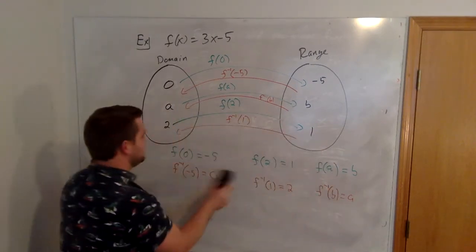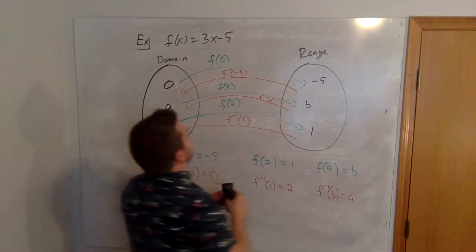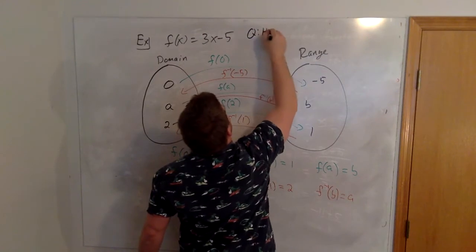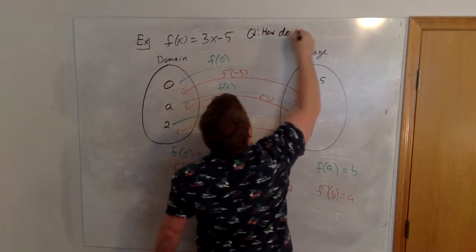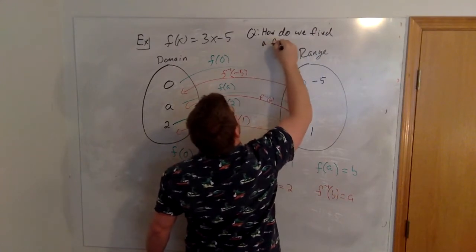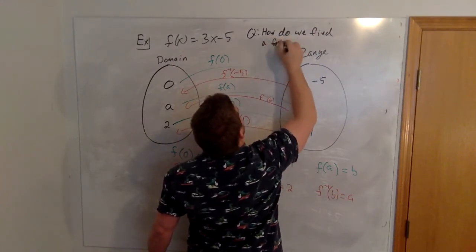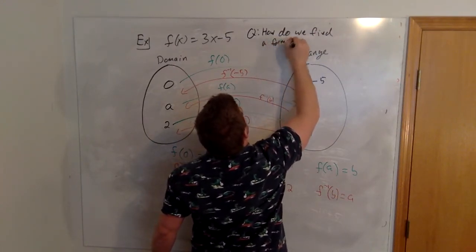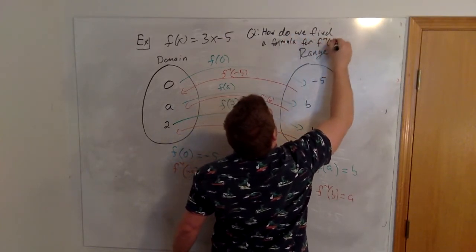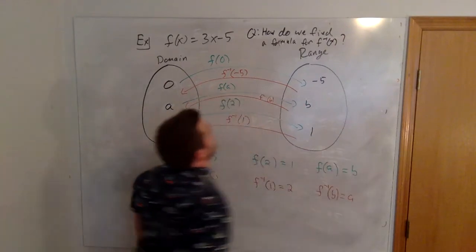I'm going to erase a little bit of what we have here. Let's just write it up here. So I guess the question is, how do we find a formula for the backwards function? How do we do that?